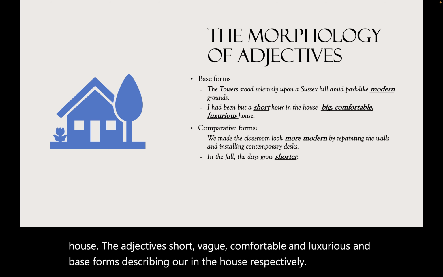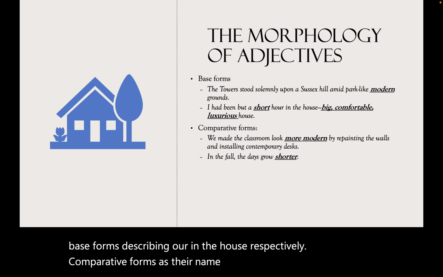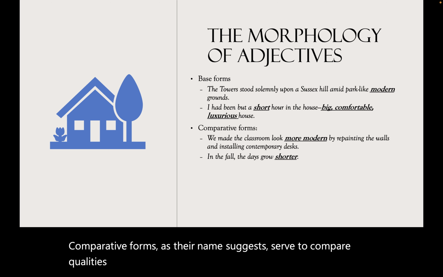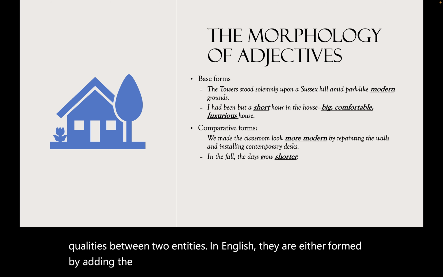Comparative forms, as their name suggests, serve to compare qualities between two entities. In English, they are either formed by adding the adverb more in front of the adjective, as in more modern, or adding the suffix -er to the root of the adjective, as in shorter.